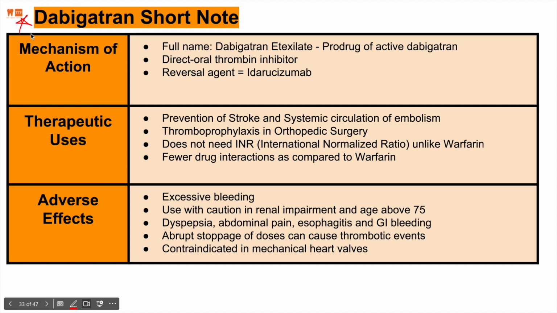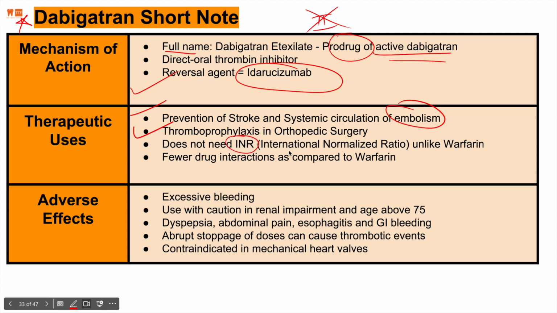Dabigatran. Mechanism, full name is dabigatran etexylate. It's a prodrug, basically, of active dabigatran. Direct oral thrombin inhibitor. Thrombin is factor number 2, blocks it directly. Reversal agent, idarucizumab, is dabigatran's reversal. Therapeutic uses, prevention of stroke, systemic circulation of embolism, thromboprophylaxis and orthopedic surgery, so that clots don't occur after the surgery is finished, and does not need INR.